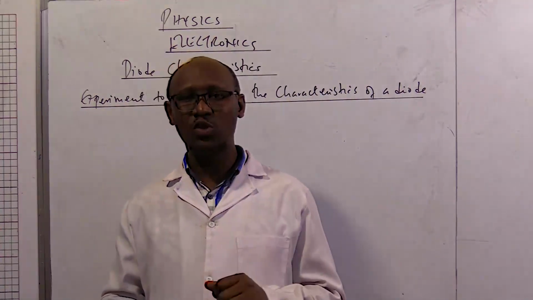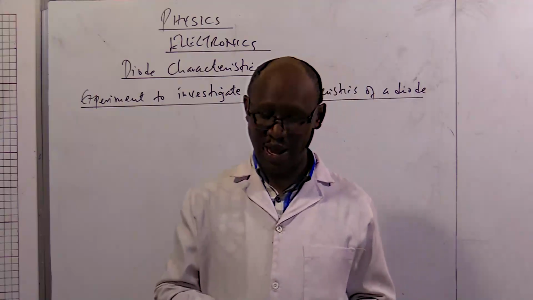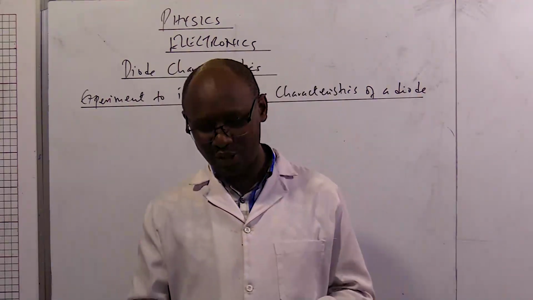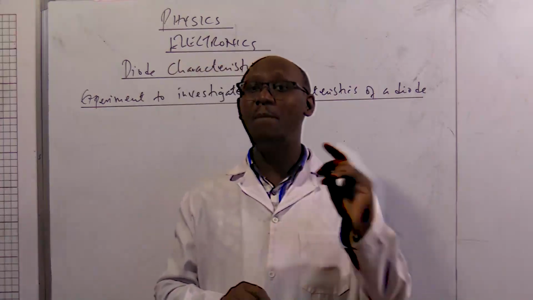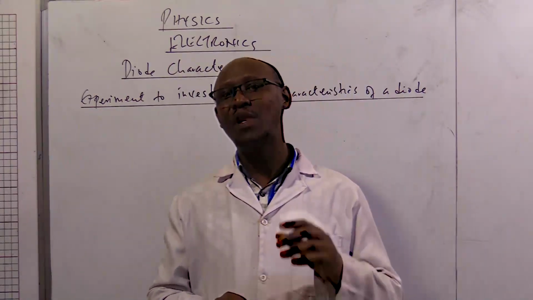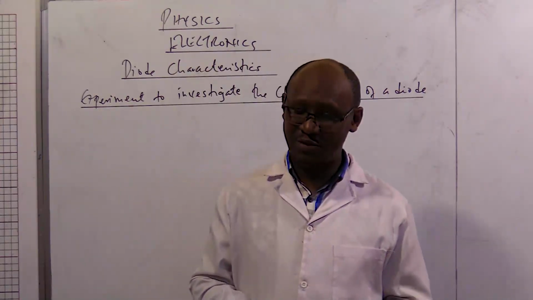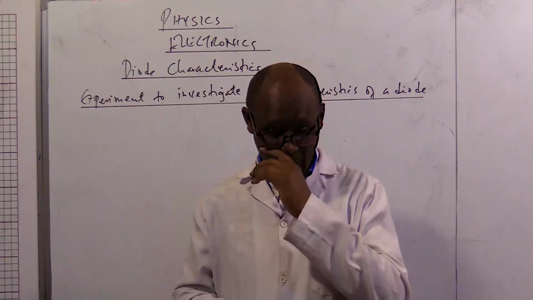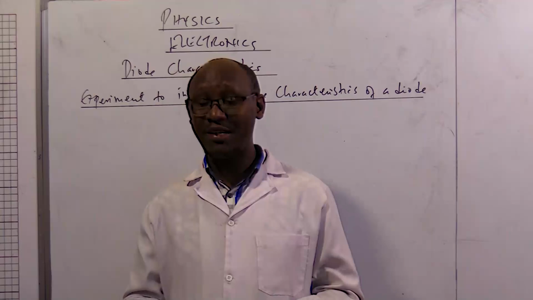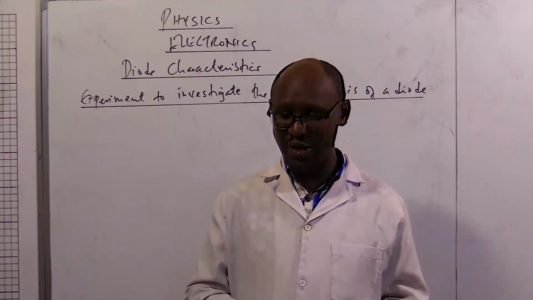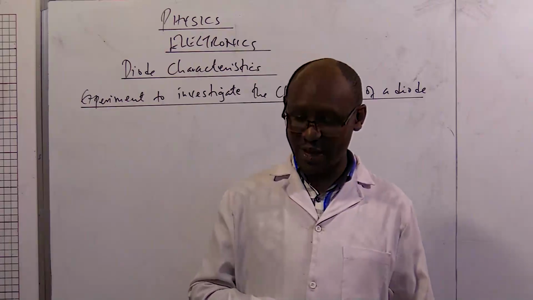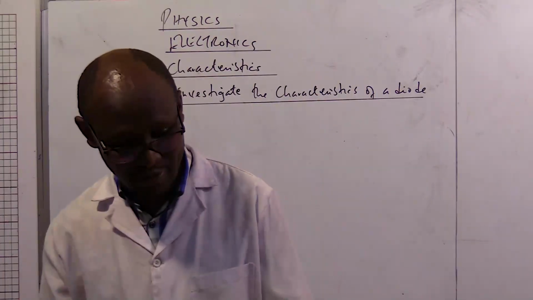We also mentioned that it is possible to forward bias the diode. When you connect the anode of the diode, which is the P-type side, to the positive terminal of the cell, we say that is forward bias. When you interchange such that the anode of the diode is connected to the negative terminal of the cell, then we say that is reverse bias.